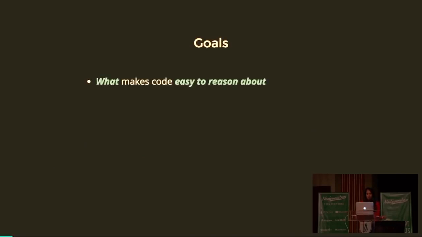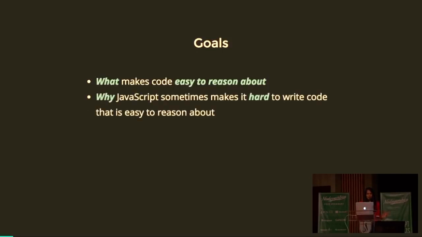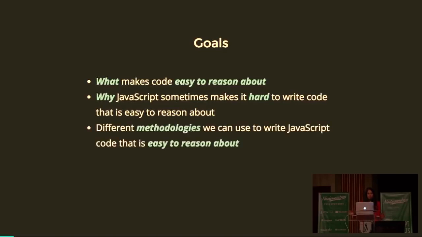The goals are: define what makes code easy to reason about; explain why JavaScript sometimes makes it hard to write code that's easy to reason about; and lastly, talk about different methodologies that we can use to write JavaScript code that's easy to reason about.